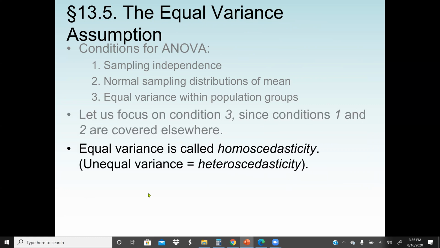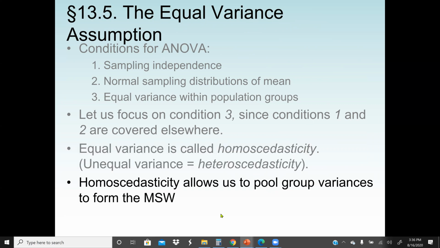The equal variance is called homoscedasticity, and unequal variance is called heteroscedasticity. Again, very hard to pronounce the two words. And this assumption allows us to pool group variances to form the MSW.